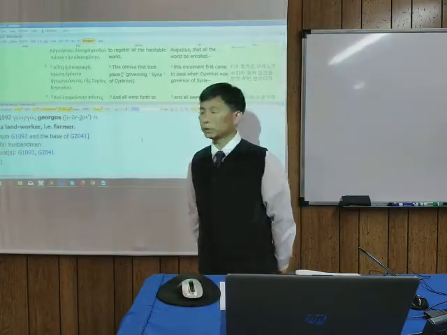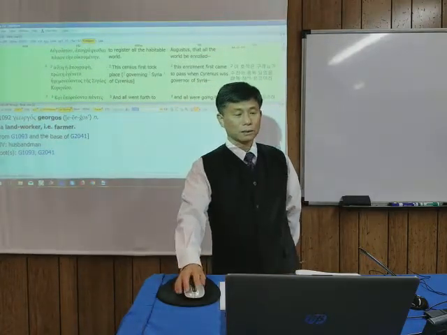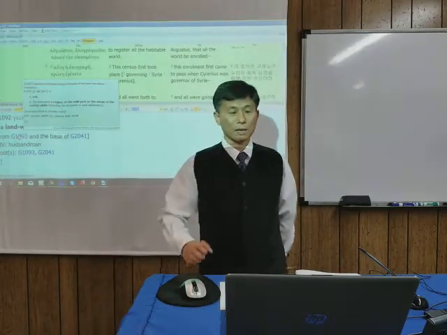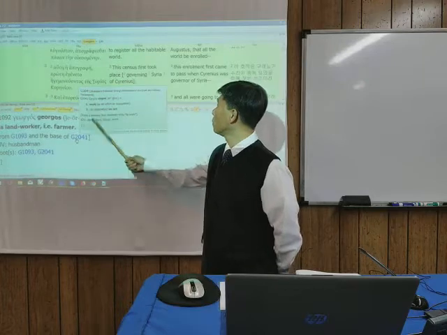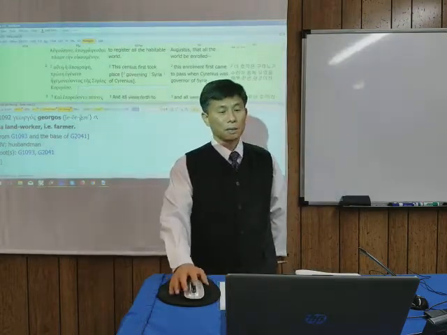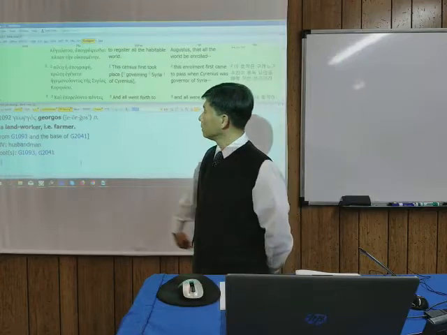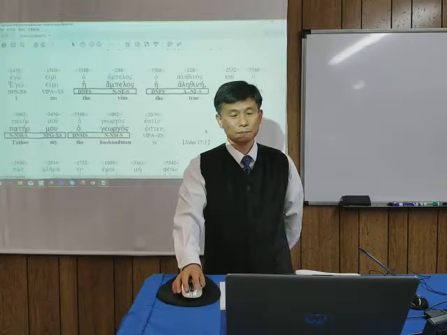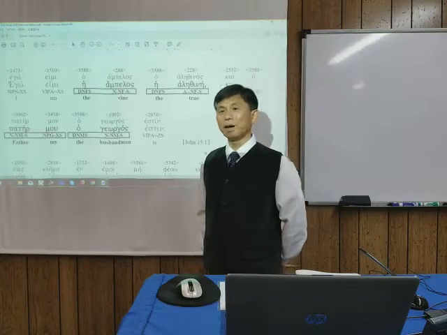okay, georgos is what? A land worker, i.e. farmer. This is a compound word. 1093 is ge. Ge means soil, but ge is earth. And then 2041, here it says ergon. Ergon means work, from a primary, ergo, which means to work. So earth work. Here the Strong's Dictionary says land worker, which means farmer. And the English King James translated it as husbandman. So my father, the farmer, my father, farmer.